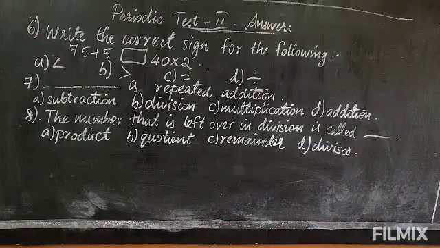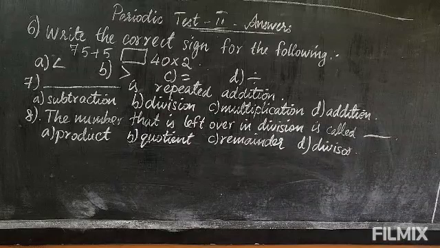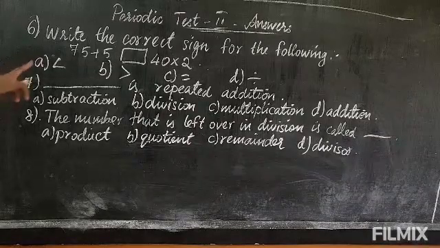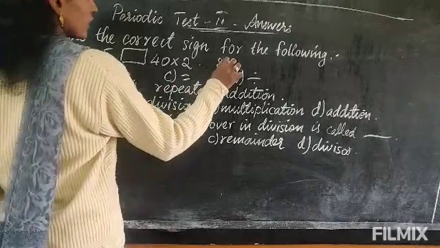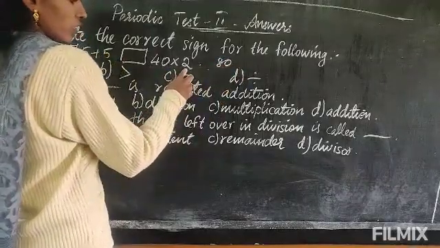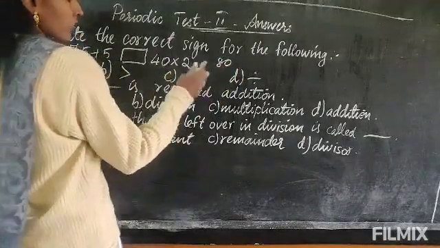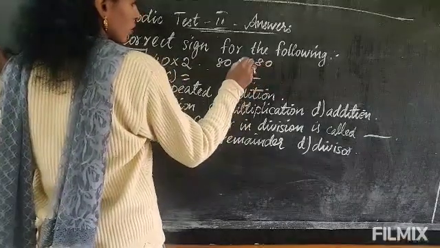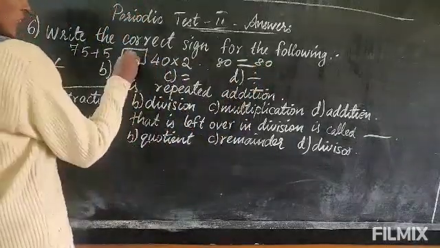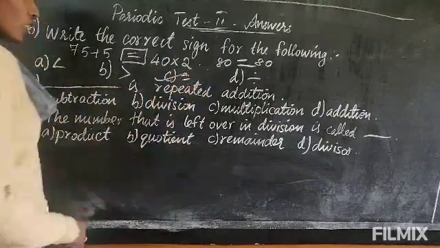Okay, now the sixth question. Write the correct sign for the following. 75 plus 5 is 80. Again here 40 into 2, 4 2s are 8, and 8 and 0, 80. So this will be the equal sign. So the answer is equal. So C is the correct answer.